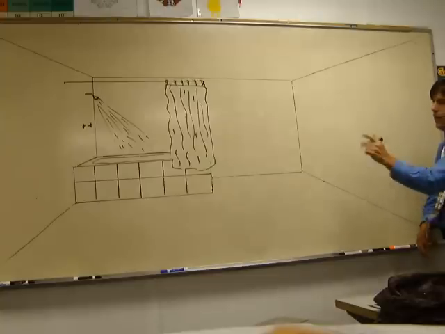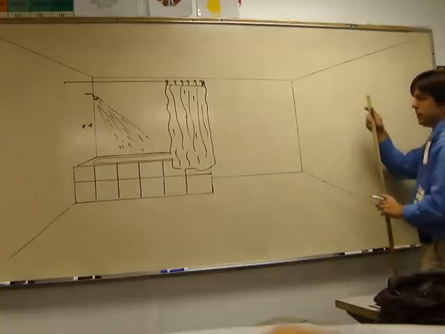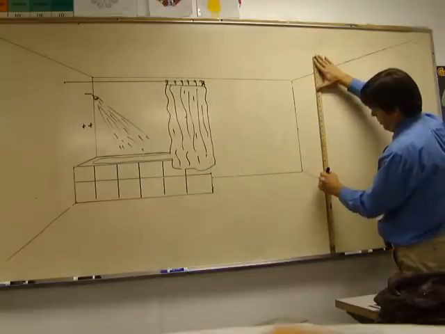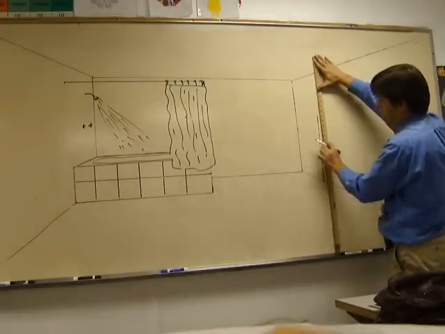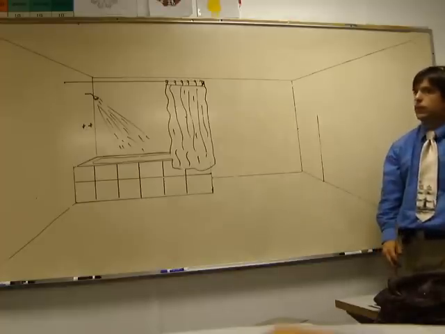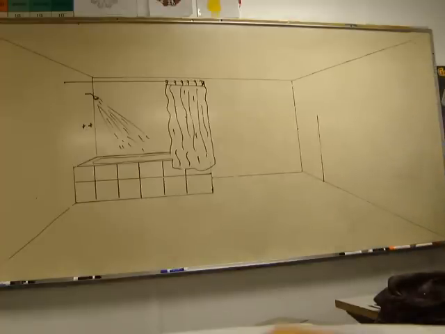So to get the back of our sink cabinet, what we're going to do first is draw a vertical line from right here. So a nice vertical line. Make it longer than it needs to be. Make it light so you can erase it. It's very important that you keep your lines light. You're going to erase almost everything.